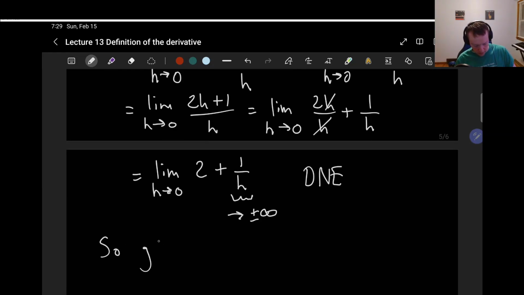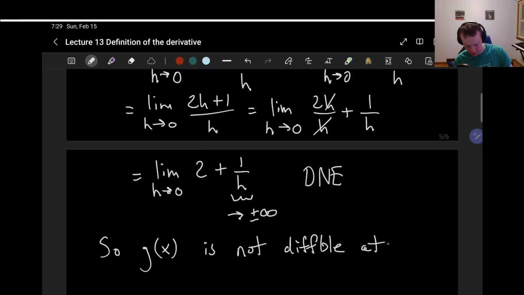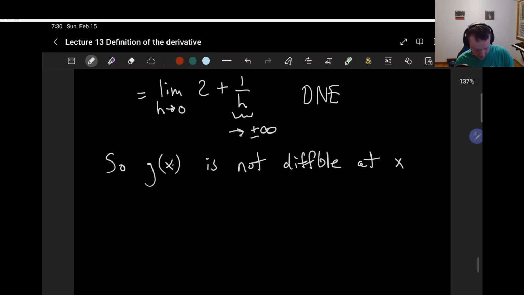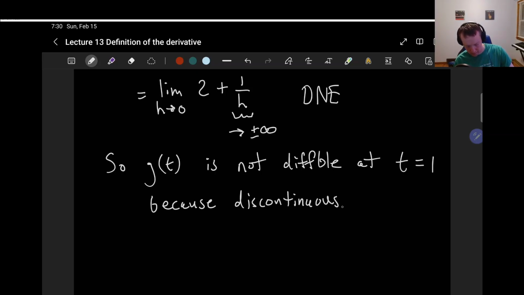So in conclusion, the function g of x is not differentiable. Oh, sorry, not x. It's t. Let's be consistent here. It's not differentiable at t equals 1. And the real reason is because we were discontinuous. But we worked it out with the limit. This is the true underlying reason.